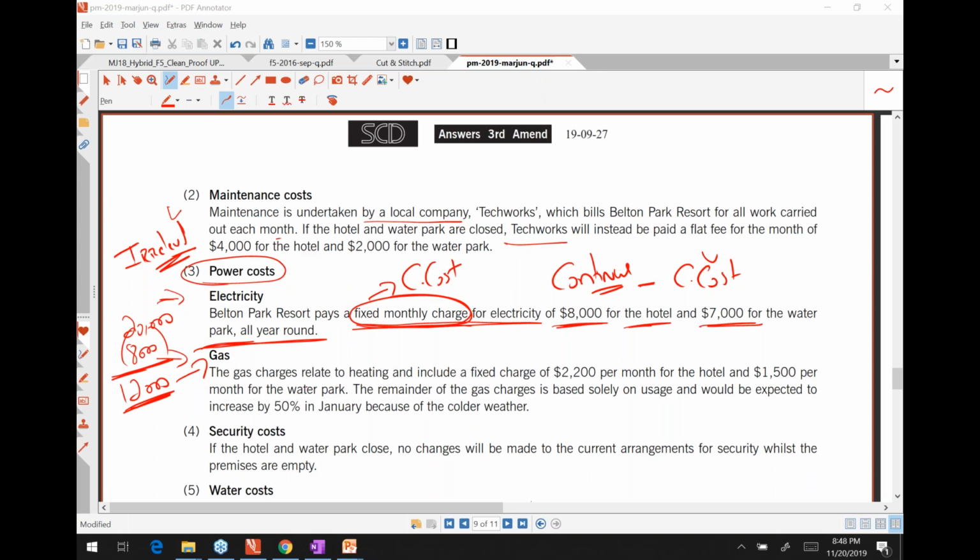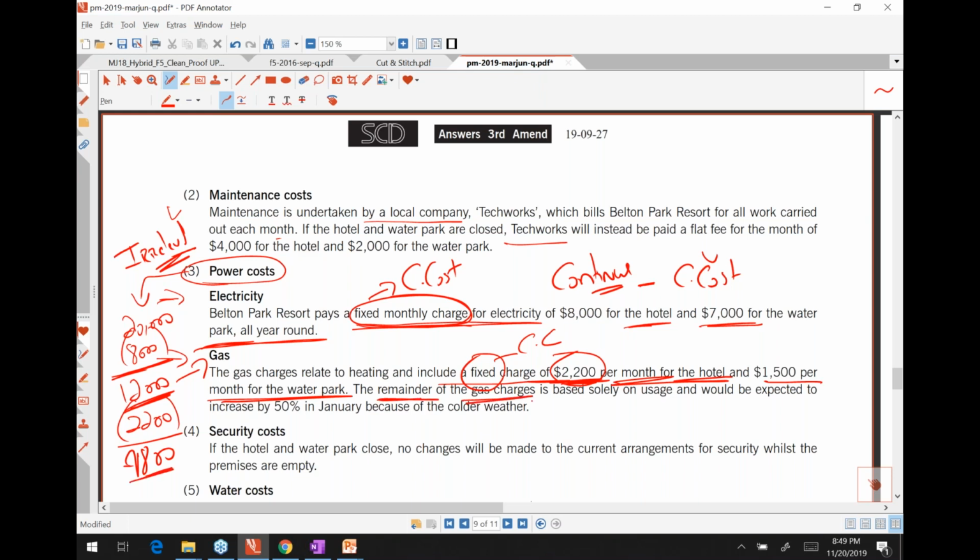So for gas, the gas charges relate to heating and include a fixed charge of 2,200 per month for hotel and 1,500 for water park. Now this again is a fixed charge and it's a committed cost. So from the total 20,000 power cost, 8,000 has been deducted as a fixed electricity cost, and now I'm deducting from this remaining 12,000 this 2,200 as well, and this is also the fixed gas cost. So I'm left with 9,800. Okay, it says the remainder, this 9,800 of the gas charge, is based solely on usage. So this is based on usage, incremental, variable.